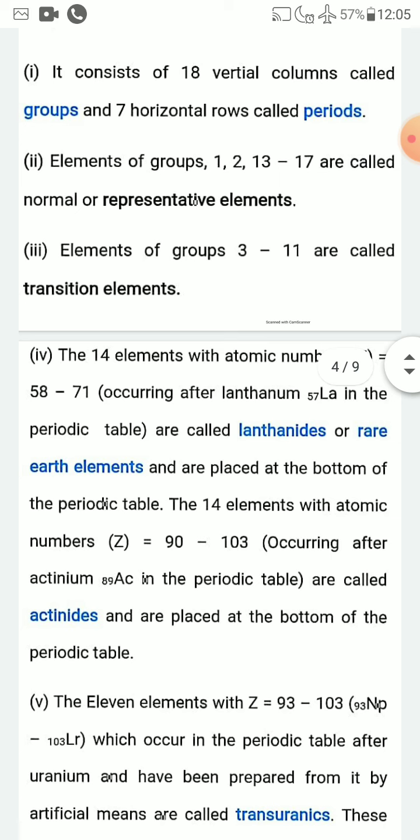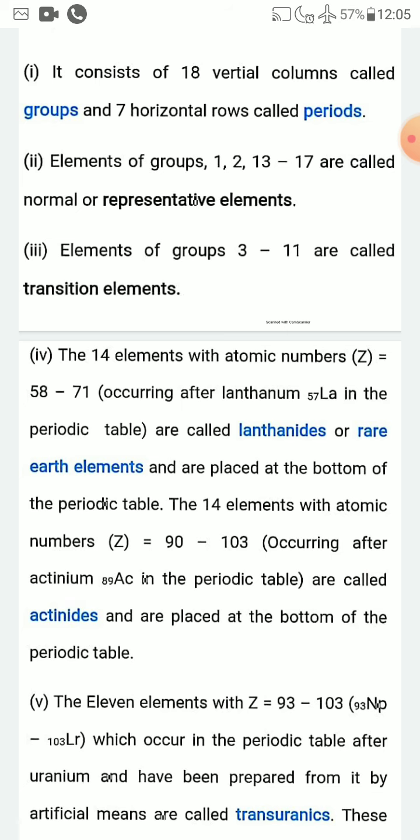Elements of groups 1 and 2 and groups 13 to 17 are called representative elements. And elements of groups 3 to 11 are called transition elements.